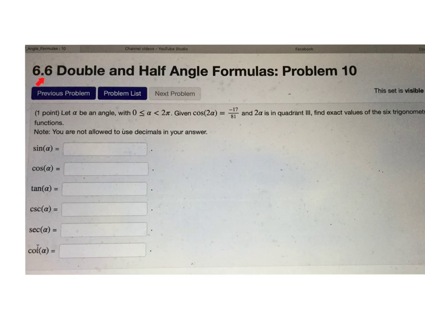Let's look at this WeBWorK problem about double and half angle formulas, problem number 10. We are given the cosine of 2 alpha, and we're supposed to figure out the trig functions, sine alpha, cosine alpha, etc. So notice this is alpha, and that's 2 alpha.